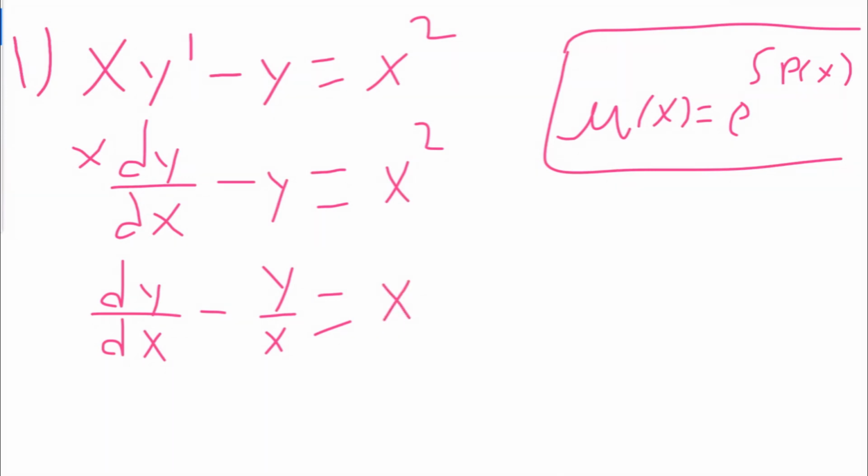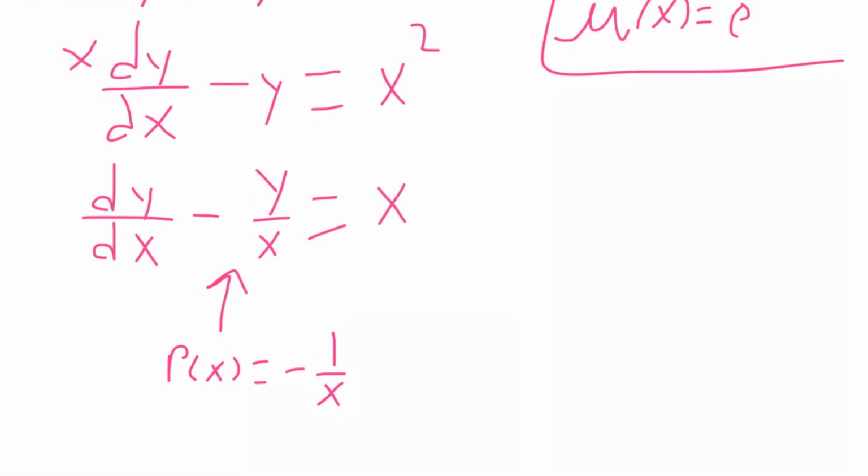So now we want to identify p of x. p of x is going to be the coefficient of y. In this case, p of x is minus 1 over x. That's the general idea for identifying p of x. Because you also have to use integrating factor, you have to make sure that the equation is first order and linear. This equation is first order and linear, so we're able to use integrating factor.